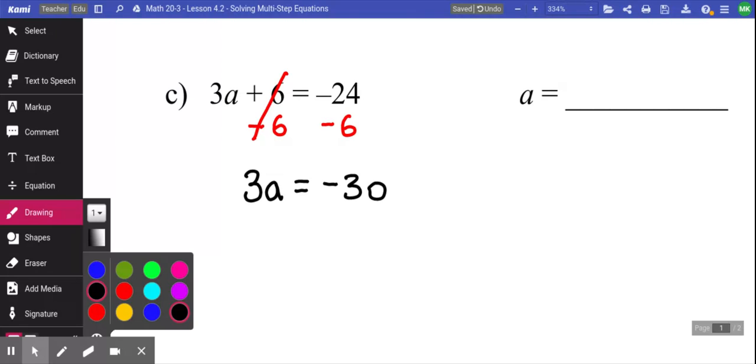Now that I've moved the 6, I need to move the 3. You move the 3 by doing divide by 3 to get a equals negative 10. You got it.